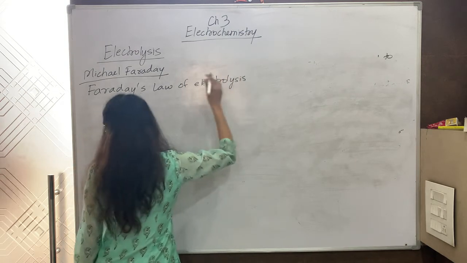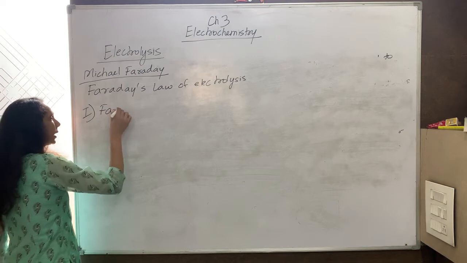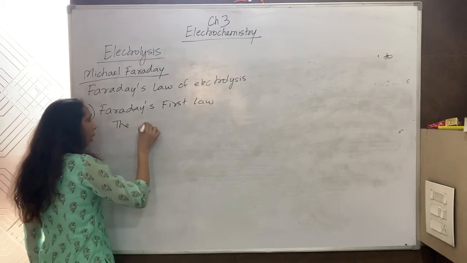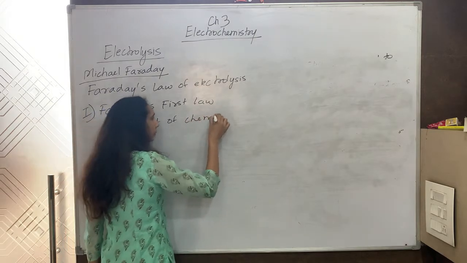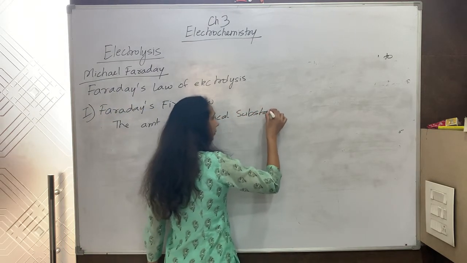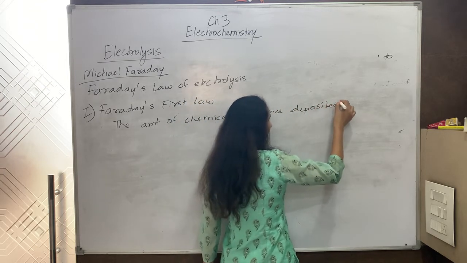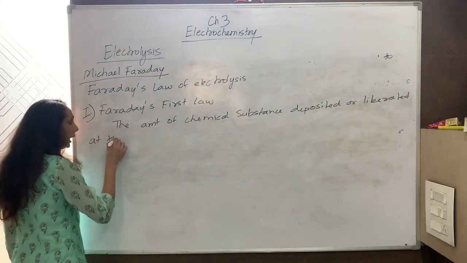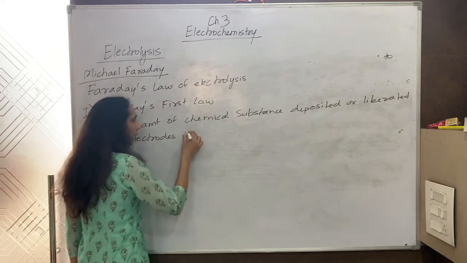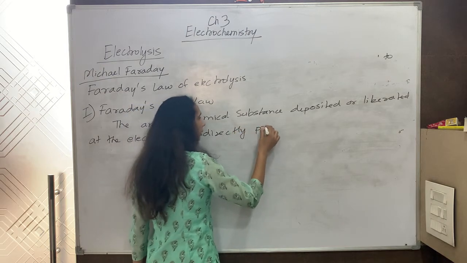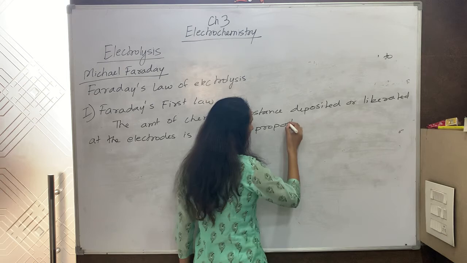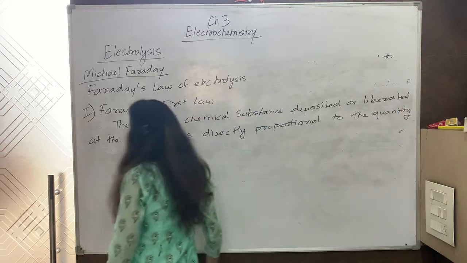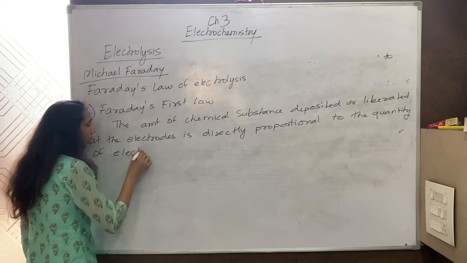So we are doing Faraday's first law. Now this law states that the amount of chemical substance deposited or liberated at the electrodes is directly proportional to the quantity of electricity flowing through the cell.